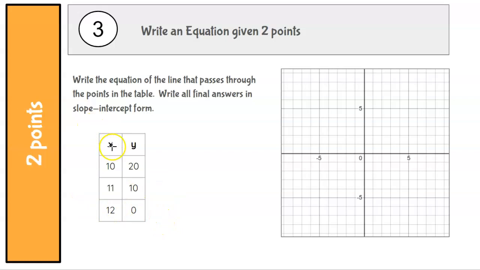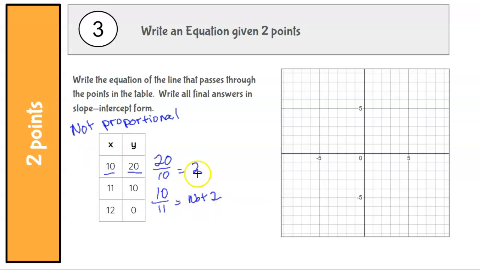Okay? Now, it's not proportional. This is all just extra stuff. You don't really need to know to solve this, but it's good to know. This is not proportional. If I take 20 divided by 10, I get 2. 10 divided by 11, I get not 2. And that's all you need to know. It's not proportional. And what that means to you is that this line is not going to go through 0, 0. It's not going to be a line like this. Okay, the y-intercept is not 0.